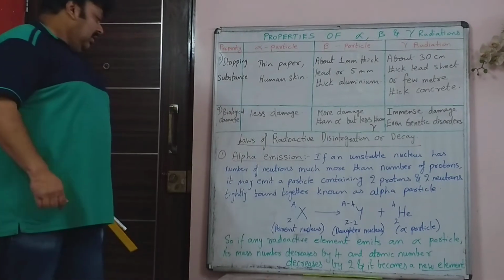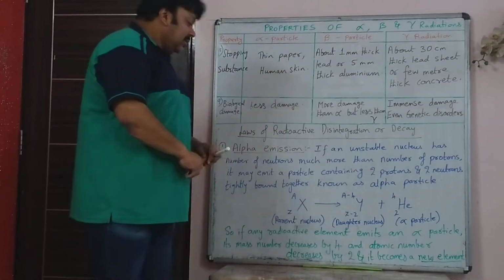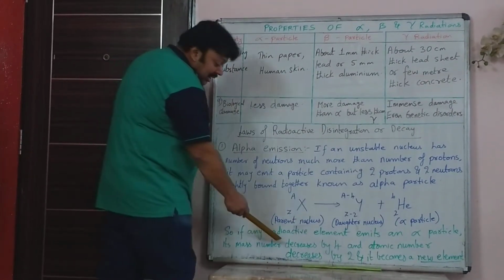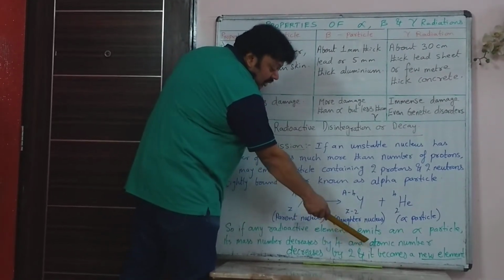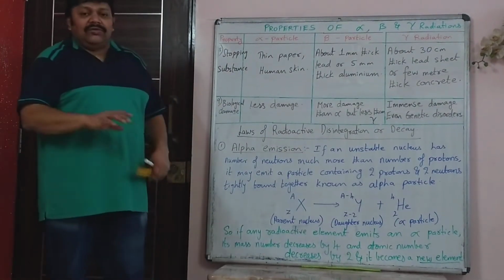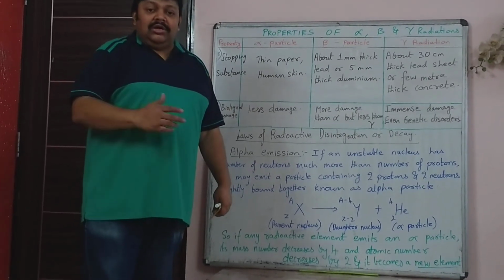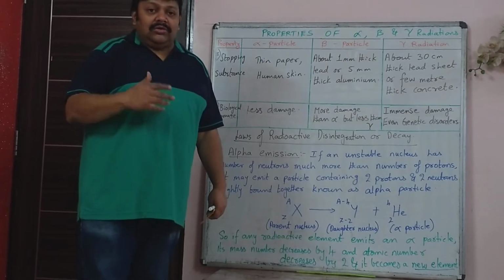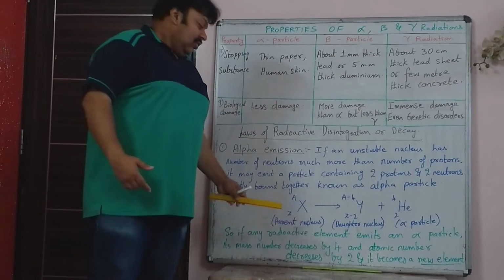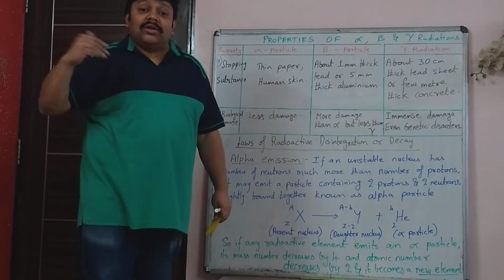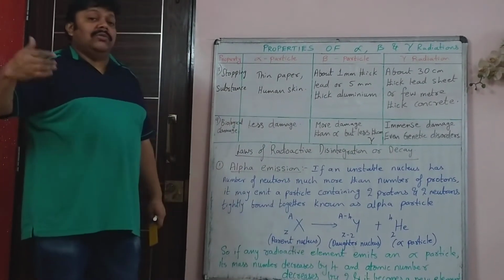So that is what is written here. If any radioactive element emits an alpha particle, its mass number decreases by 4 and atomic number decreases by 2, and it becomes a new element. Obviously, if the atomic number changes, the element changes. You know that the modern periodic table is based on atomic number. So number 1 hydrogen, number 2 helium. You can't have one element having 2 different atomic numbers. So when the number of protons changes, the atomic number is changing. It is becoming a brand new element. So its atomic number has changed, which means it becomes another element.